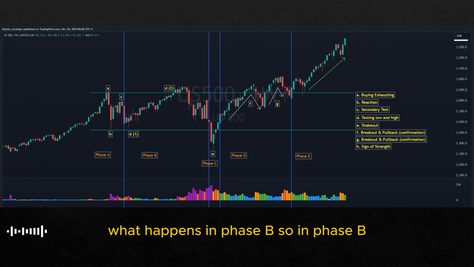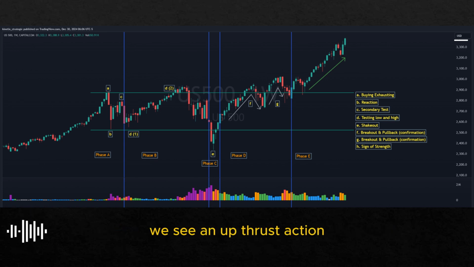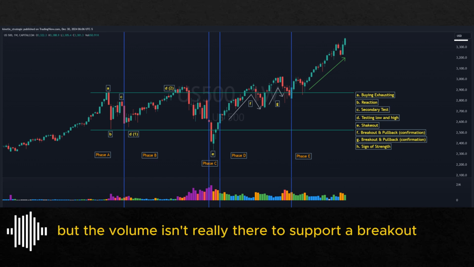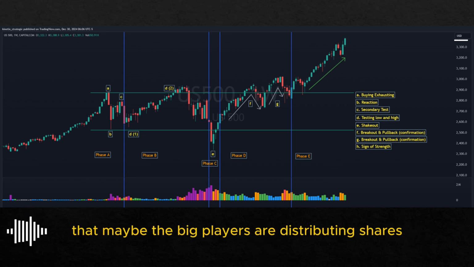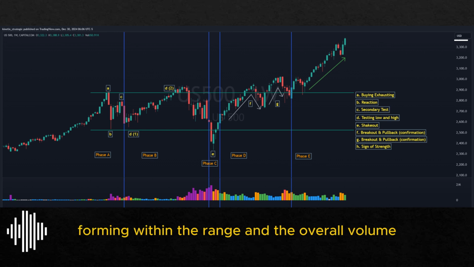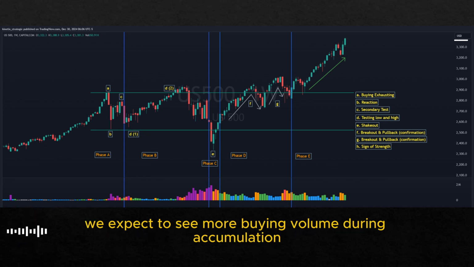So in phase B, we see this interesting back and forth between strength and weakness. We see an upthrust action, where the price tests those highs of the range, but the volume isn't really there to support a breakout. So that's a hint that maybe the big players are distributing shares. But then we see a series of higher lows forming within the range, and the overall volume actually decreases. Decreasing volume. Wouldn't we expect to see more buying volume during accumulation?